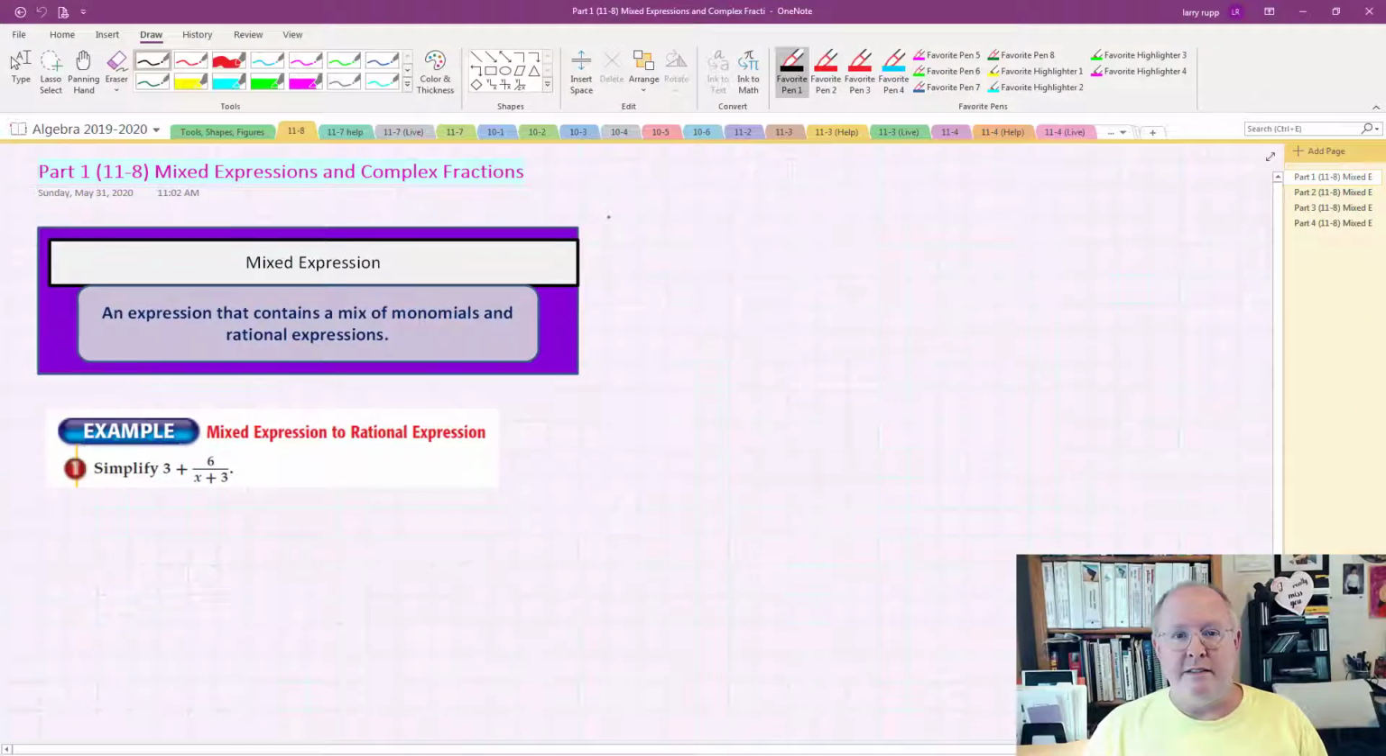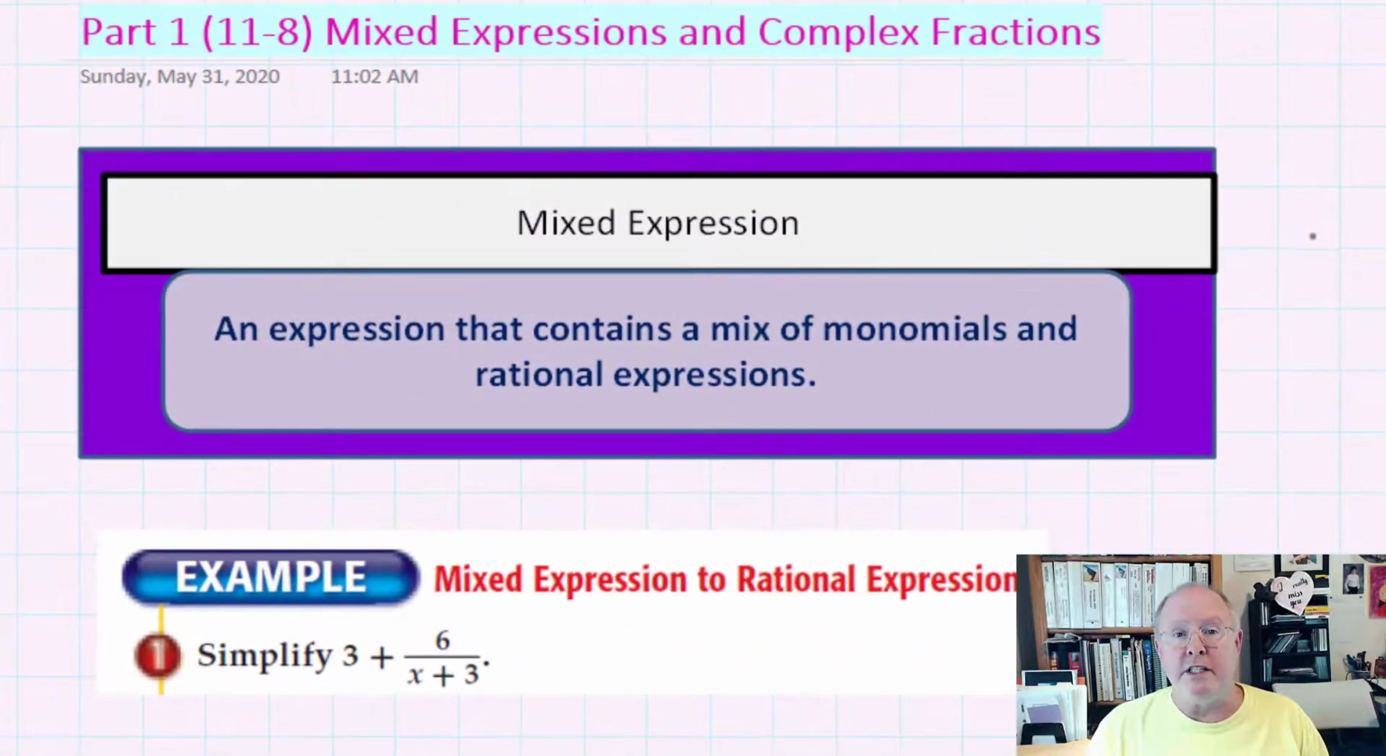Hello again, this is Mr. Rupp, and we're going to be talking about mixed expressions and complex fractions in section 11-8. Alright, so mixed expressions and complex fractions. We'll take them one at a time. From the definition you see here, a mixed expression is an expression that contains a mix of monomials and rational expressions.